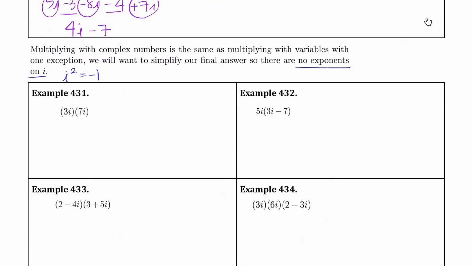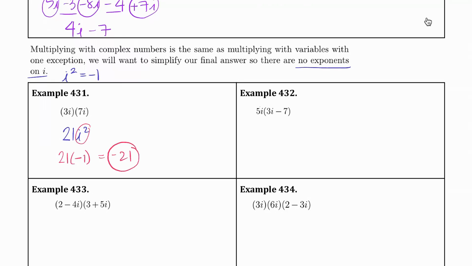Okay, so on example 431, 3i times 7i, I get 21i squared. Well, we don't want to leave this like this. This really means 21 times negative 1. i squared is negative 1, which gives me negative 21.